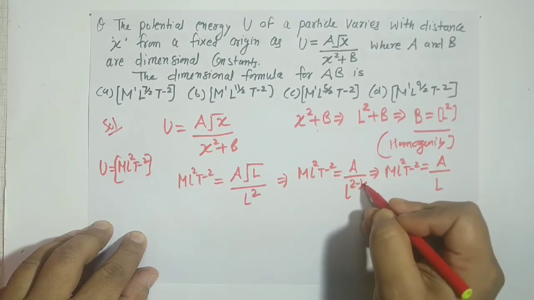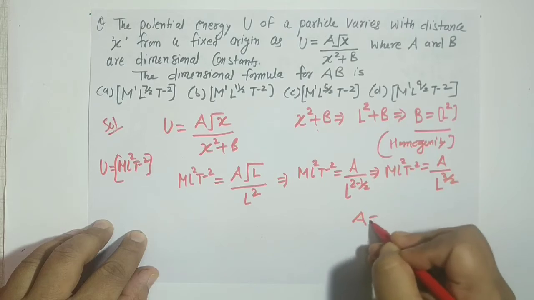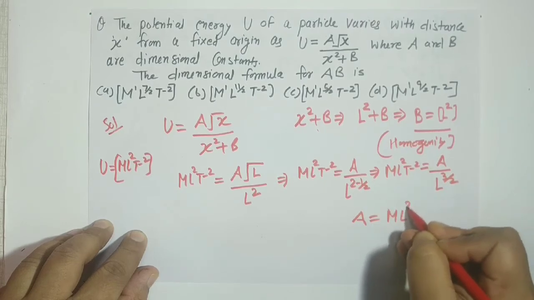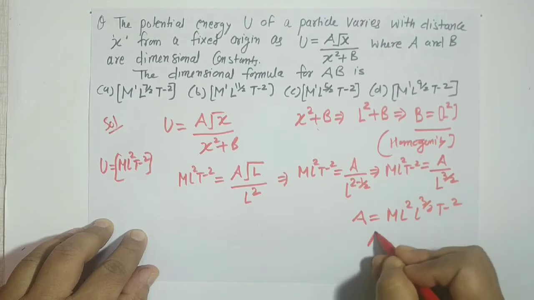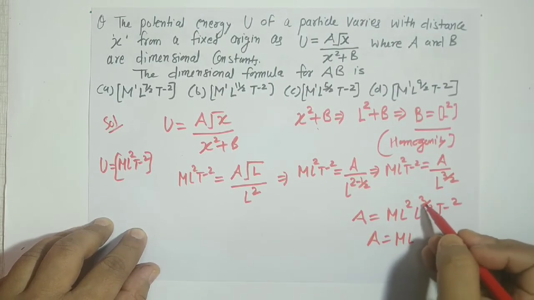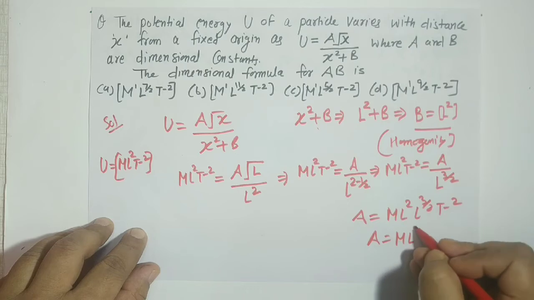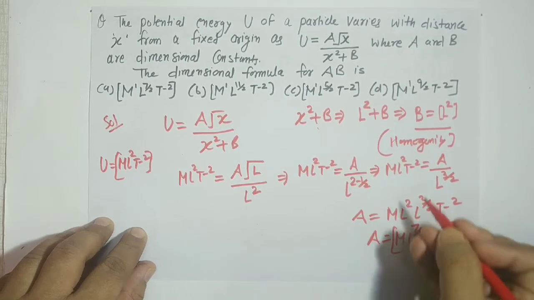Okay, 2 minus 1 half, it will be 3 by 2. So A is M L to the 2 L to the 3 by 2 T minus 2. So you can calculate it: M L to the 2 plus 3 by 2, which is 7 by 2, T minus 2. You got A. Are you getting it or not?